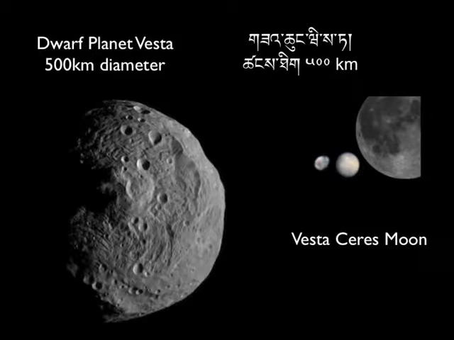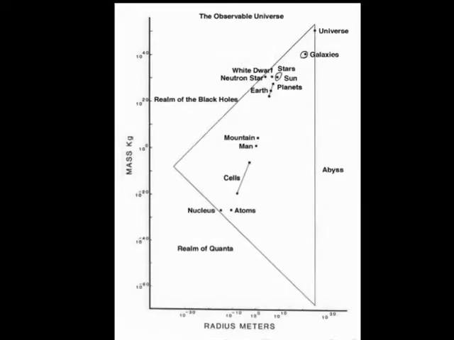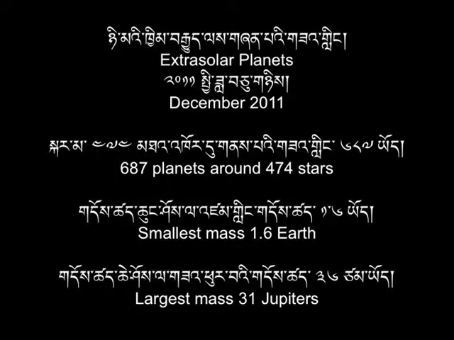And on the right, I show you its comparison. There's Vesta. Here's another dwarf planet in our solar system. And then, of course, there's the moon for size. So there are small planets. There are big planets.